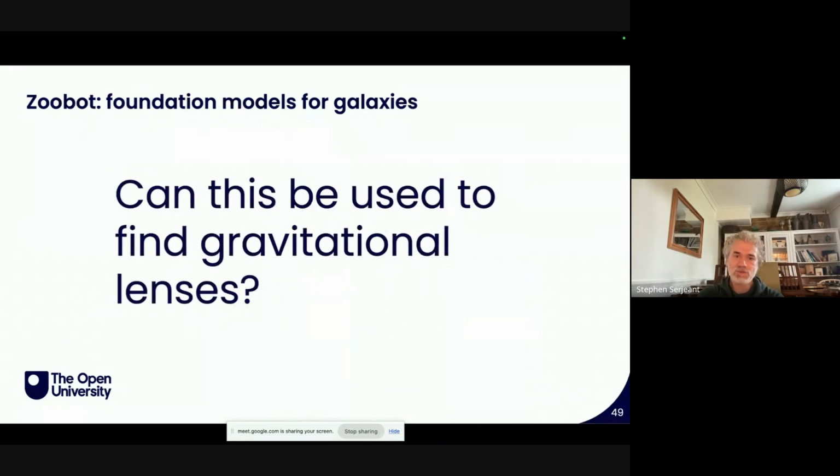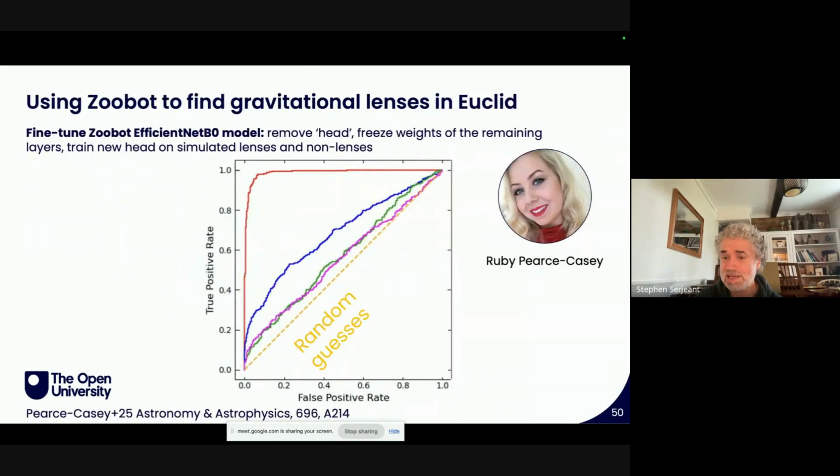So the next question then is, can this be used to find these gravitational lenses? And so this is what my graduate student, Ruby Pierce-Casey, has been doing. So again, I've got a plot here of false positives against true positives. And what you want is for the curves to be crunched up against the top left-hand corner of the plots. Okay, the random guesses again are the diagonal line, which is marked here in yellow.